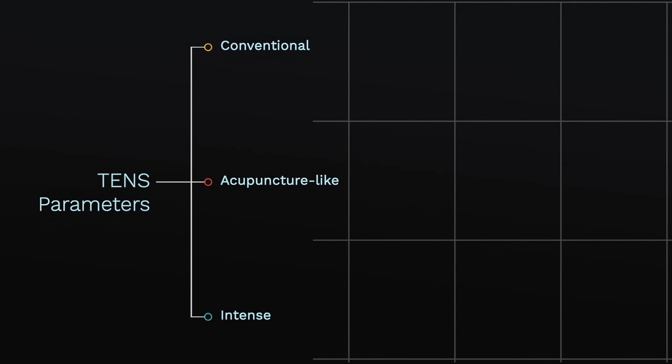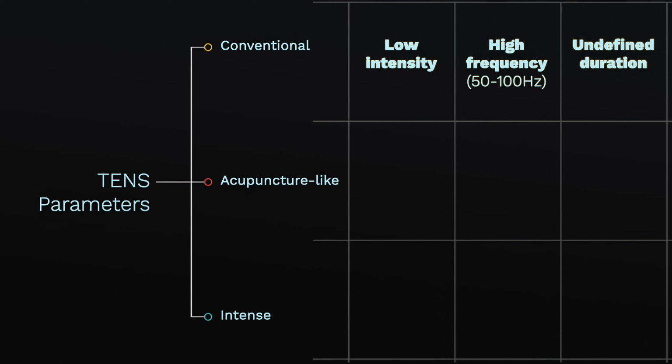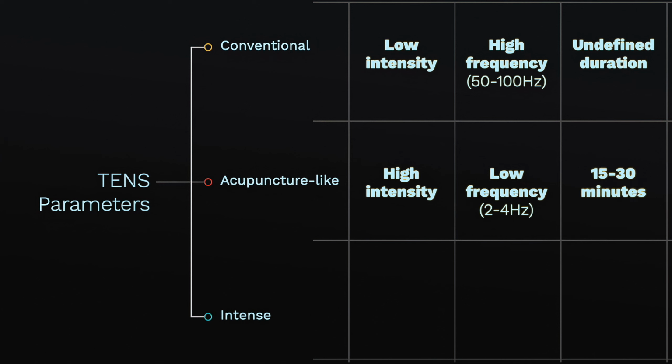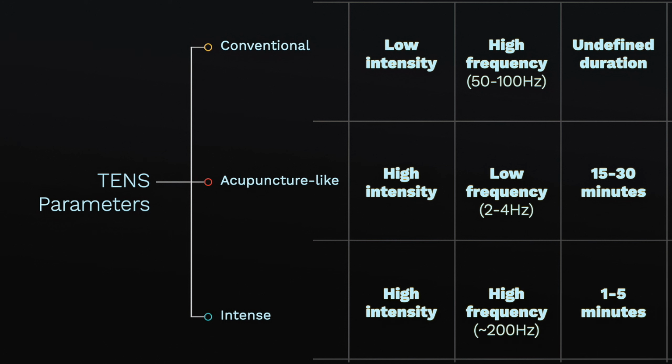Conventional TENS involves using low-intensity, high-frequency currents at the site of pain for however long is needed to produce strong but comfortable TENS paresthesia. Acupuncture-like TENS is where high-intensity, low-frequency currents are applied for between 15 and 30 minutes, usually over muscles, to produce strong but comfortable muscle contractions. Intense TENS is where high-intensity, high-frequency currents are applied for a few minutes at a time over nerves arriving from a painful site to produce maximum tolerable TENS paresthesia.